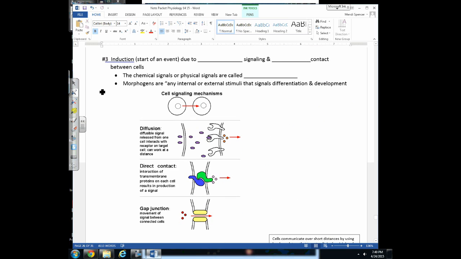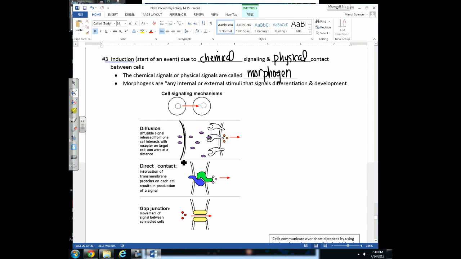Next, we're going to look at how cell communication from cell to cell can actually affect the development of the cell. And cells can communicate. They can communicate through chemical signaling and through physical contact. Now, any chemical signal or physical signal that causes a cell to differentiate or develop is called a morphogen. So a chemical signal, like a morphogen, will cause that cell to morph into a certain type of cell, or differentiate. We can see chemical signaling happen in this situation.